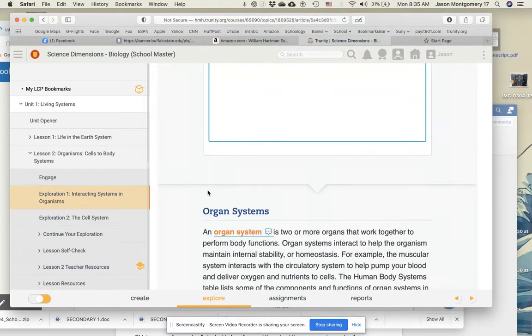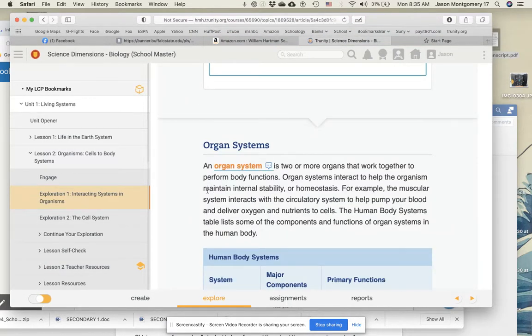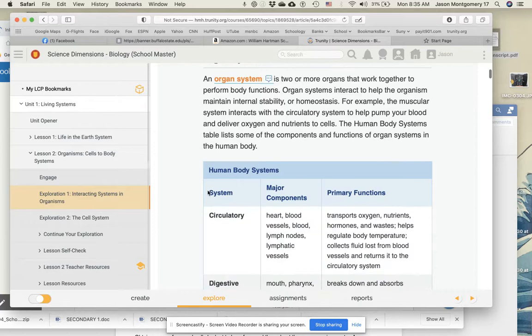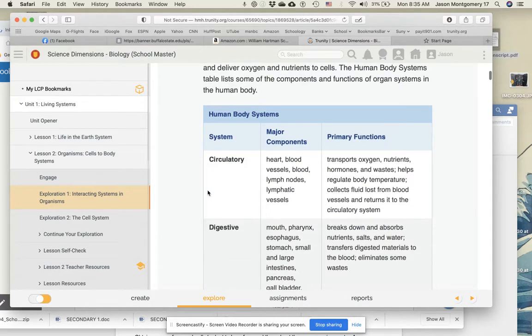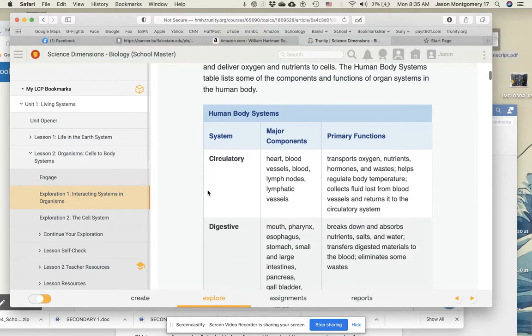Anyway, an organ system is two or more organs that work together to perform a bodily function. Organ systems interact to help organisms maintain an internal stability, or homeostasis. This is the point. Human body systems are labeled in this chart here. You have several systems here to choose from.